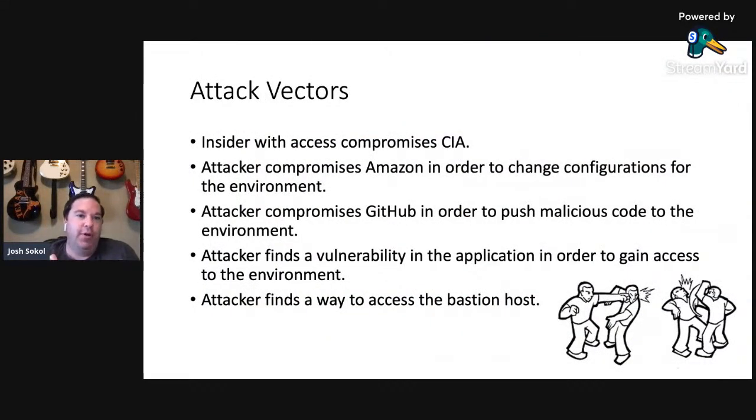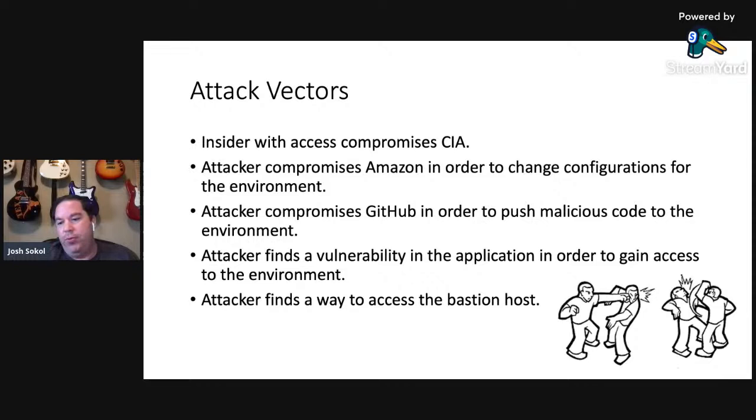Well, our attack vectors are going to be insider access. If you have somebody who's inside and they have access to the things, honestly, it's kind of game over. There's a few things we can do there, but if they have that level of access, we have problems. If our attacker compromises Amazon in order to change configurations for the environment, if they compromise GitHub in order to push malicious code to the environment, if they find a vulnerability in our application and are able to access the environment that way, or if they find access to the Bastion host, that's effectively our attack vector. And so by putting all these other controls in place, we've limited it to these handful of things, five things that we can define and try to plan for.